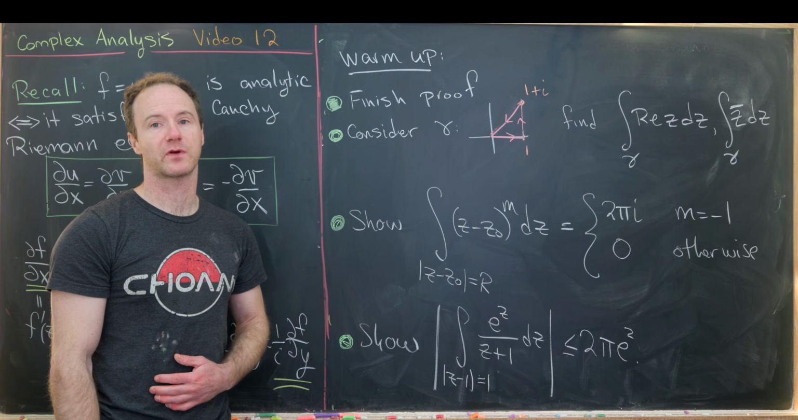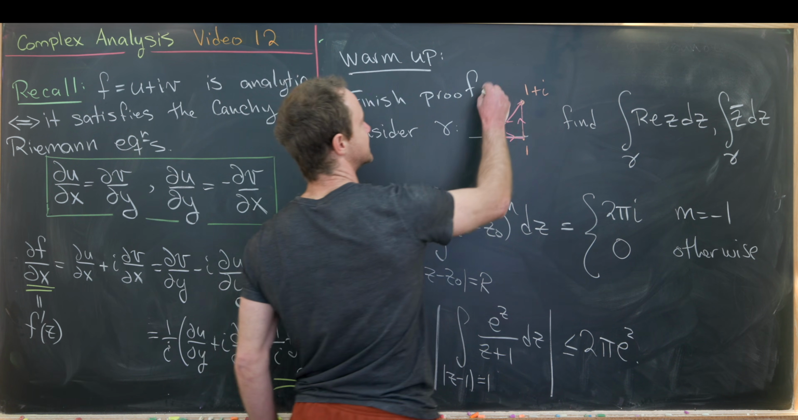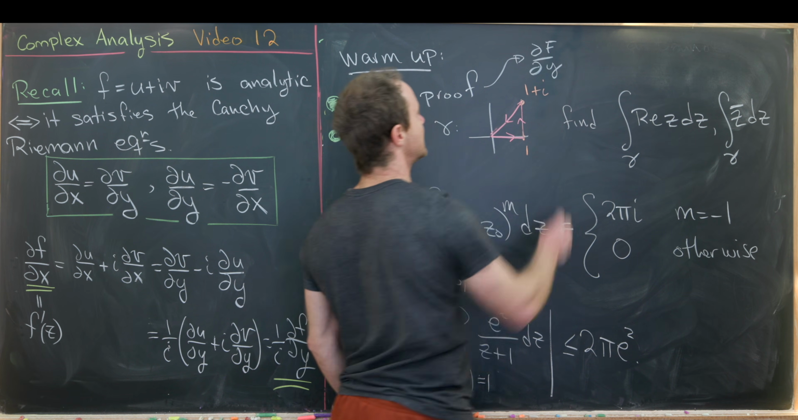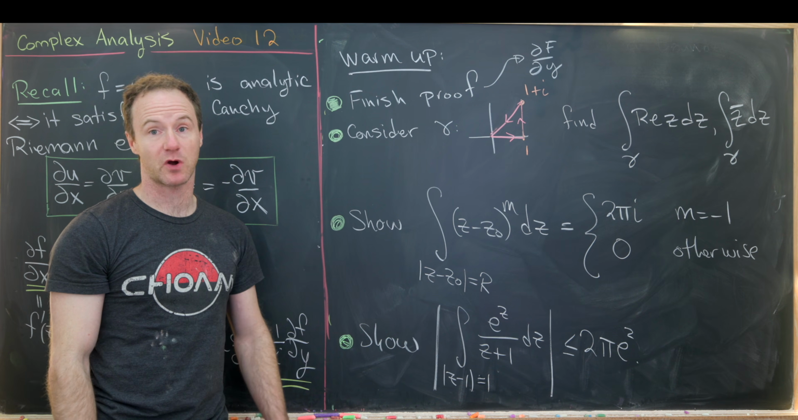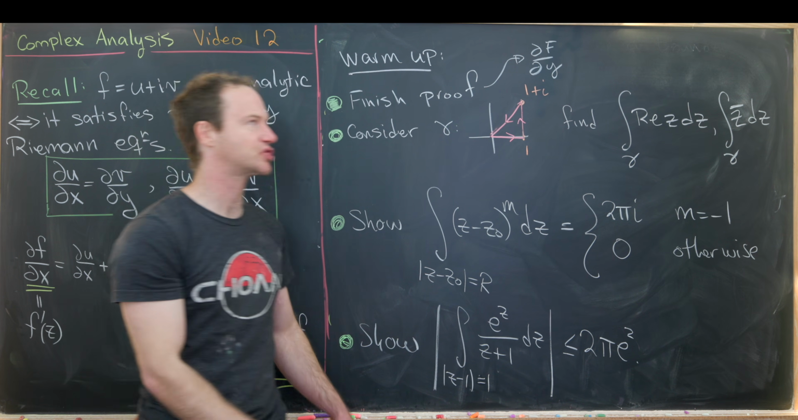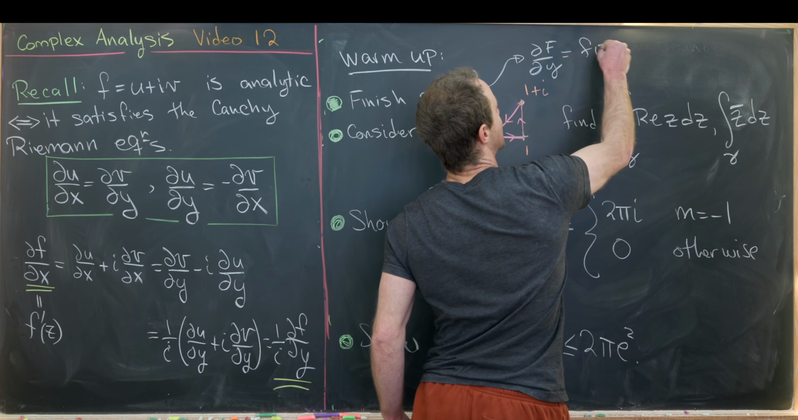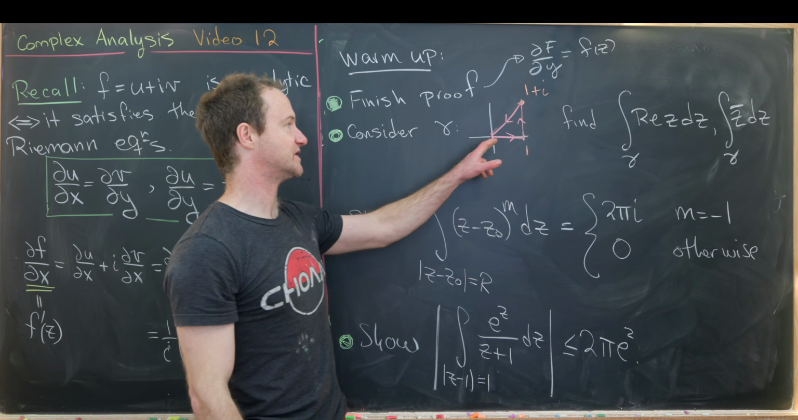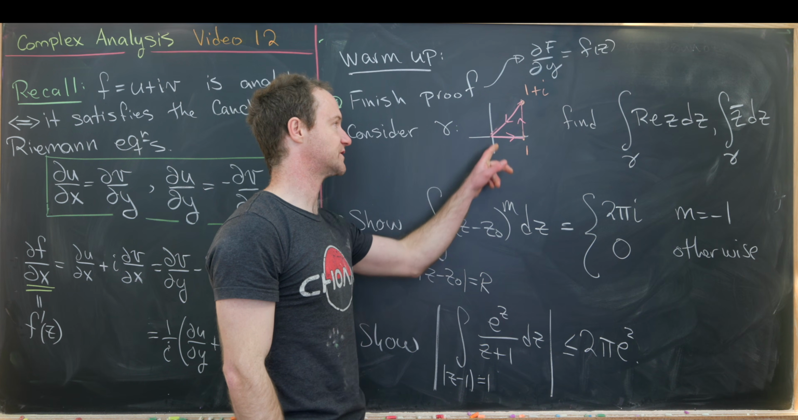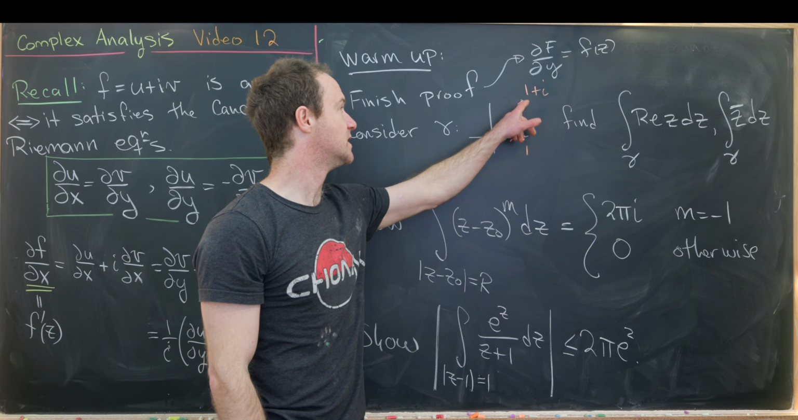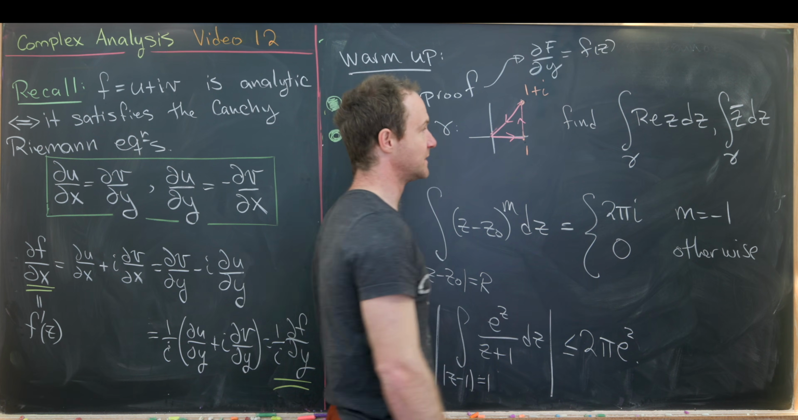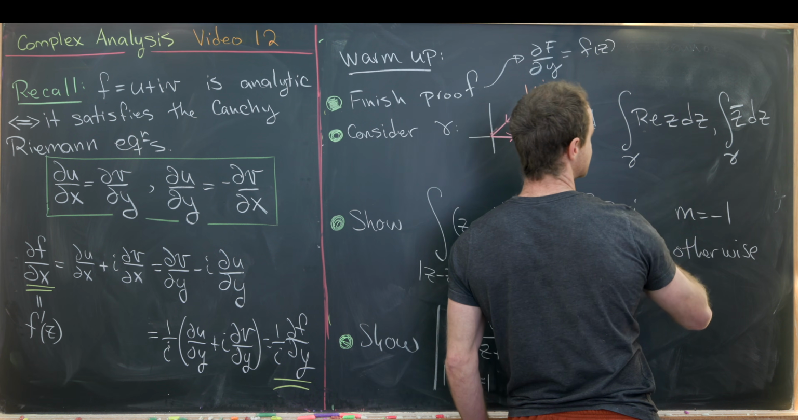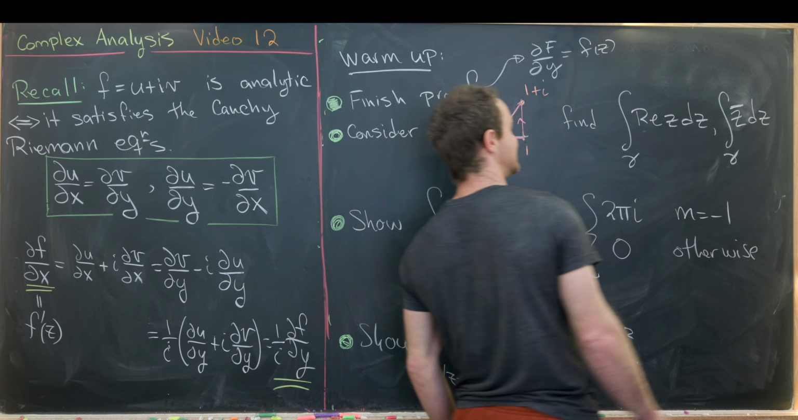I have 4 warm-up problems to leave you with. So the first is to finish the proof of the analytic primitive. That involves finding this partial of capital F with respect to y and showing that this is equal to little f of z as needed. Then the second, consider gamma, which is this closed triangular curve. So it goes from the origin to the number 1, to 1 plus i, and back to the origin. And then calculate the following 2 integrals: the integral over gamma of the real part of z dz, and the integral over gamma of z bar dz.